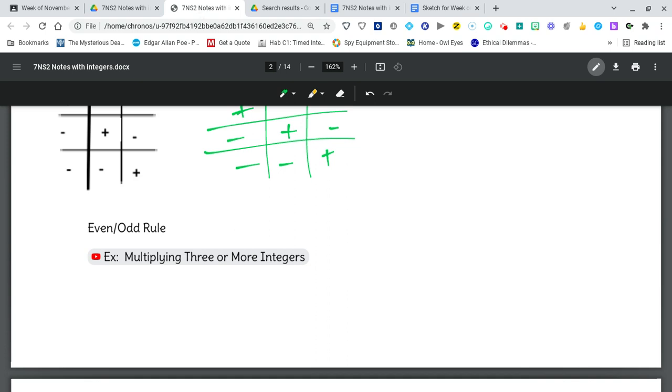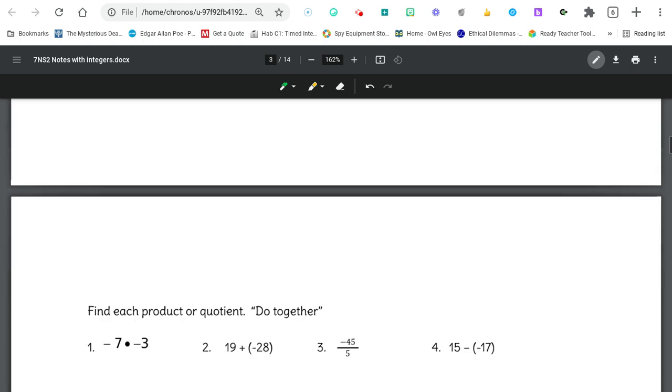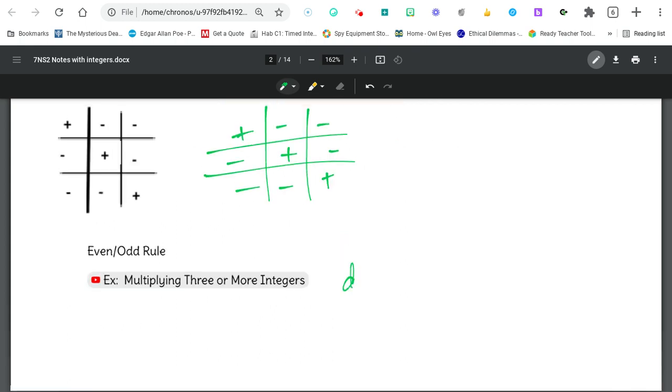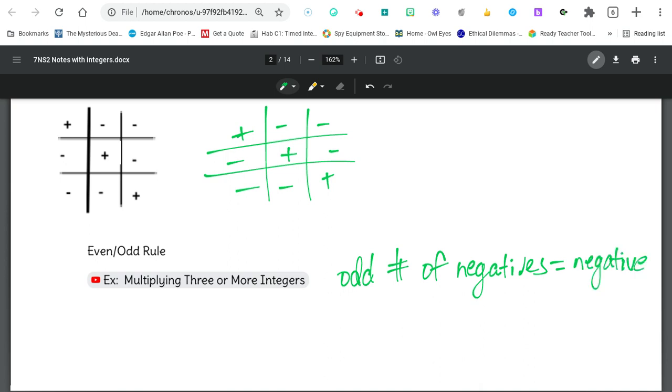All right, with that being said, let's take a look at a few, guys. I'm also going to show you one other thing. It's called a smiley face. Well, this said if you have an odd number of negatives, you end up with a negative answer. And if you have an even number of negatives in your problem, you end up with some positive answer, okay?